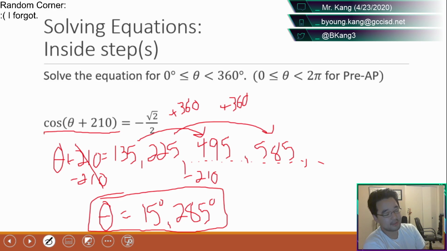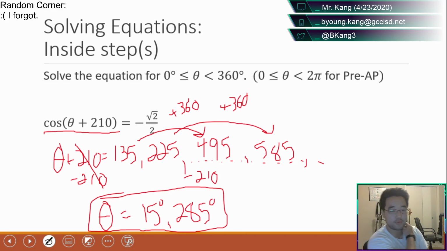Pre-AP, this is whenever it gets a little bit tricky and you might want to use your calculator to do all your fraction stuff, because these are all going to be fractions. So you end up with 3 pi over 4 minus 7 pi over 12, or something like that.